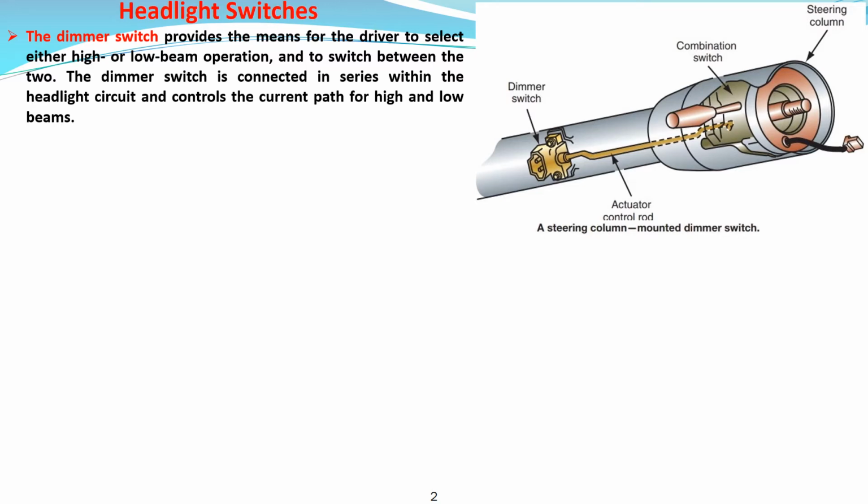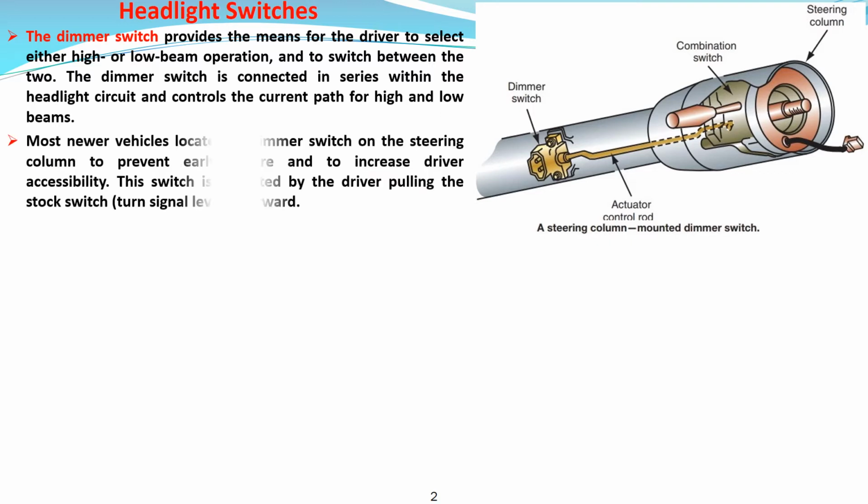Headlight switches. We first took dimmer switches. The dimmer switches provide the means for the driver to select either high or low beam operation and to switch between the two. تعرفون أنه أكو عتبة بجانب مقود السيارة يجعل أضوية السيارة إضاءة خافتة أو إضاءة عالية، تسمى باللهجة الدارجة عالي وناصي للسيارة. The dimmer switch is connected in series with the headlight circuit and controls the current path for high and low beams.